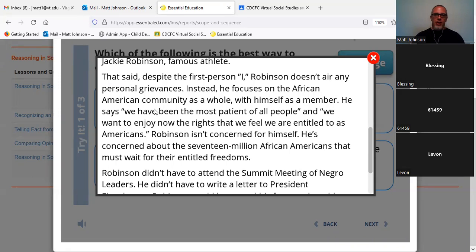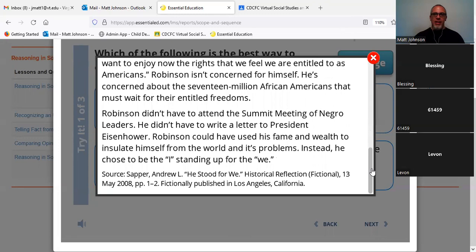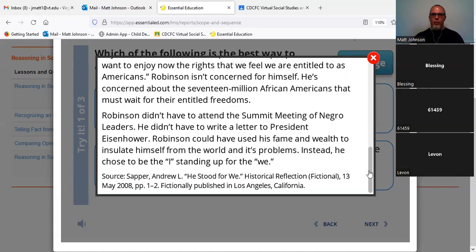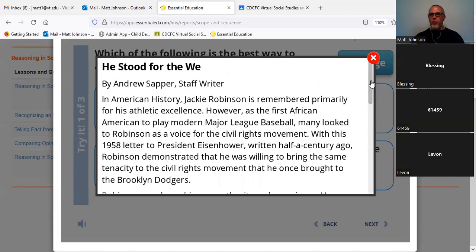Robinson isn't concerned for himself. He's concerned about the 17 million African Americans that must wait for their entitled freedoms. Robinson didn't have to attend the summit meeting of Negro leaders. He didn't have to write a letter to President Eisenhower. Robinson could have used his fame and wealth to insulate himself from the world and its problems. Instead, he chose to be the I, standing up for the we. So there you go. You kind of get a better handle on why the title is "He Stood for the We."